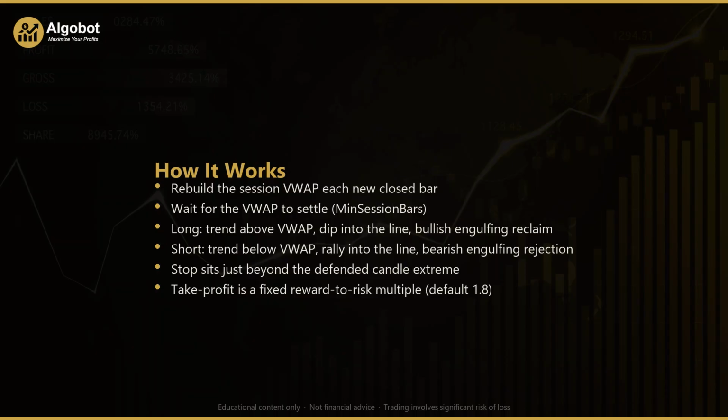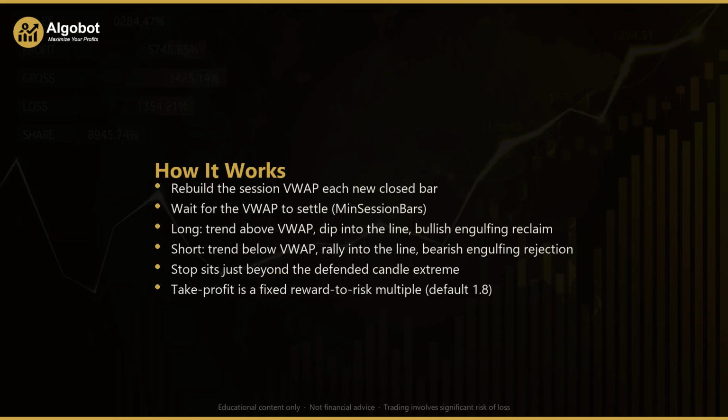The expert advisor acts once per freshly closed candle, so it never reacts to the noise of a half-formed bar. On each new bar, it rebuilds the session VWAP by accumulating every candle from the day's opening through to the one that just closed, weighting each by its tick volume. It then waits for the VWAP to settle, by default requiring at least 10 session bars before it considers any setup. This stops it from acting on a thin, unreliable average early in the day.